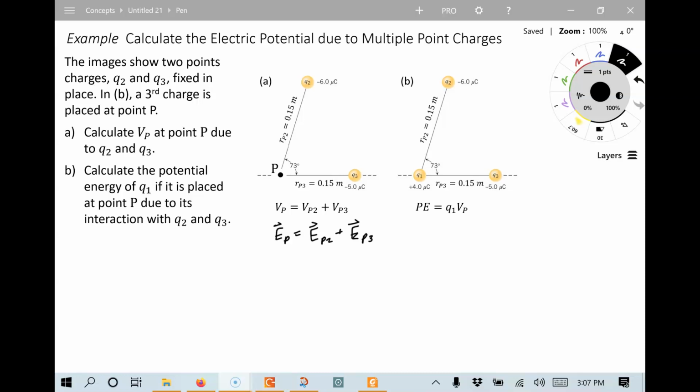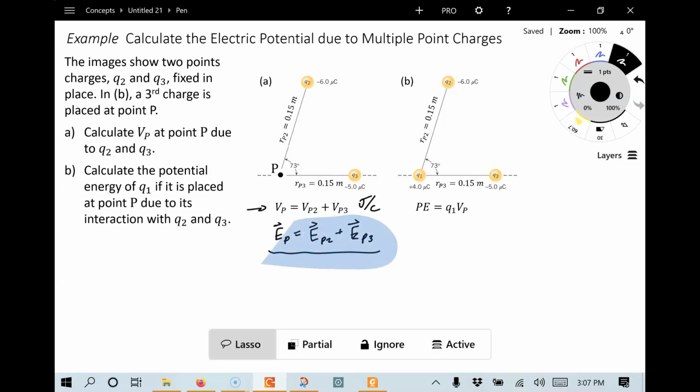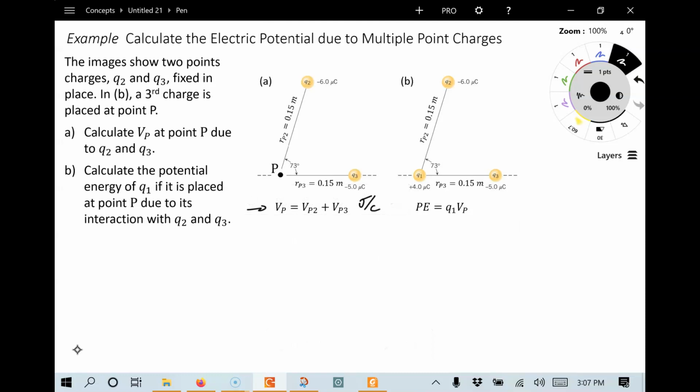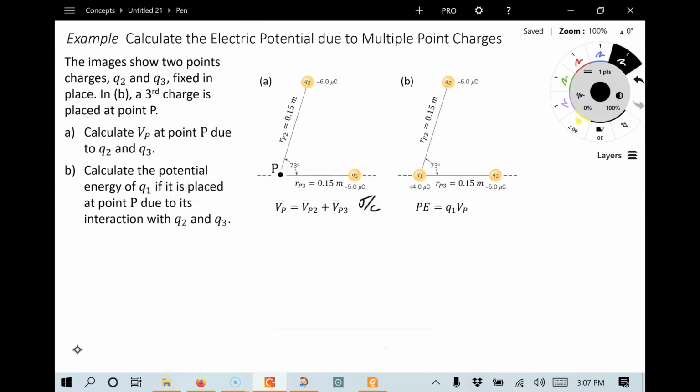Now the big difference here is that the electric field is a vector, and so this is a vector addition equation. Whereas electric potential has to do with energy. Remember, joules per coulomb, that's the unit of electric potential. Energy is a scalar, and so this is just simple algebraic addition. So this is a lot easier than doing the electric field, or maybe not easier, just a lot less time consuming. All right, so let's go ahead and do part A.